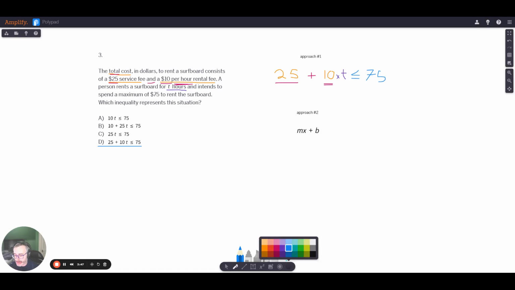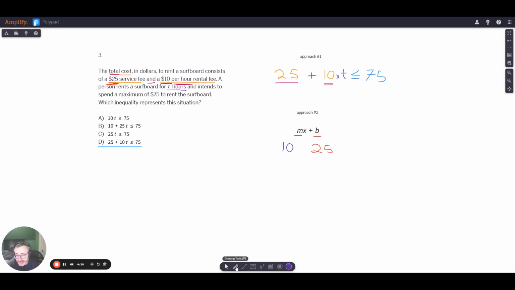So let's see if we can decode what the m, the x, and the b are. So the b I like to think of as the begin. You might see this on a graph as a y-intercept. So the b, the begin, is our starting amount. We're starting off paying $25. So no matter what happens, we're paying that $25 service fee. The m, the move, we might see this as the slope if we graph it, or we might think of it as the rate of change. So that is happening over and over and over again. The $10 is getting applied over and over and over again. So our m is 10.